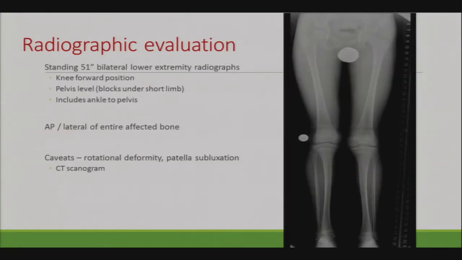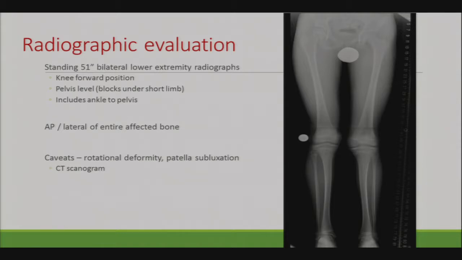In terms of radiographic examination, the standard evaluation is the full-length standing films. This is defined as a knee forward position, or a patella forward position if they have a normal patellofemoral joint, and it should really include the hip to the ankle. The pelvis should be leveled. This pelvis has not been leveled in this film, but there should be some blocks under the shorter limb to level the pelvis, and you also want to get an AP and lateral of the affected bone.